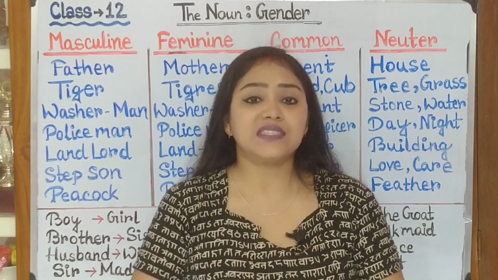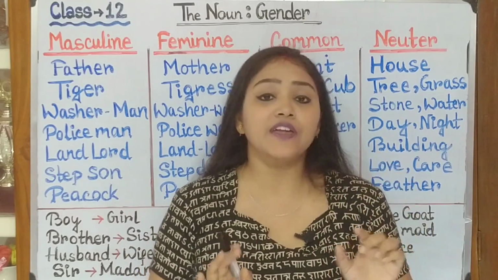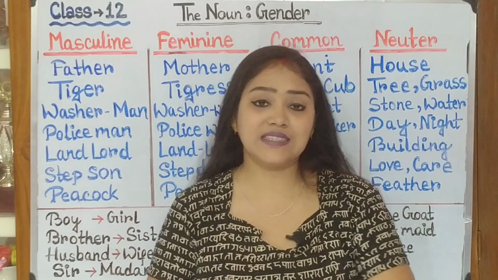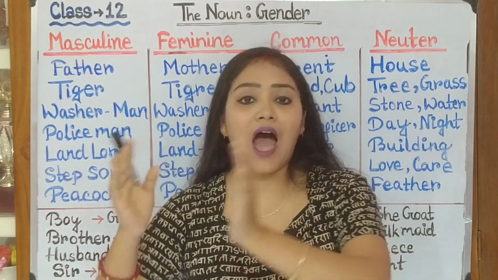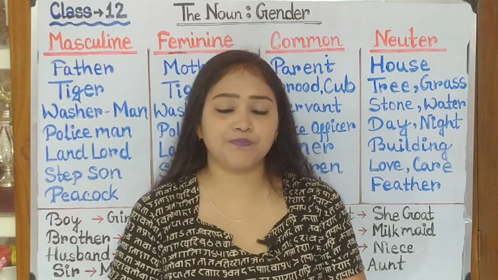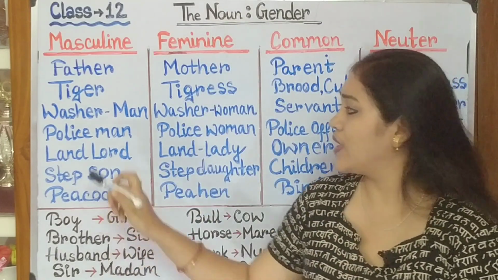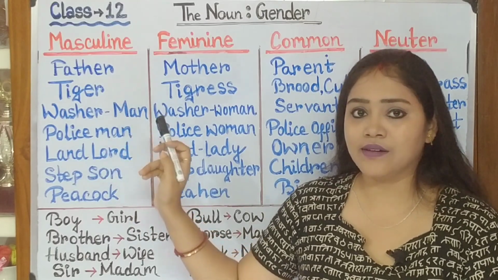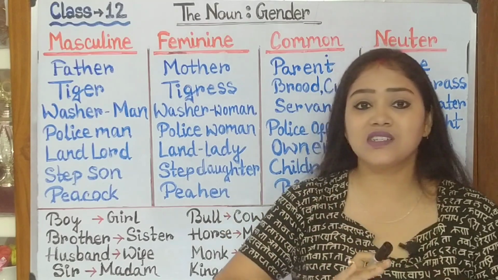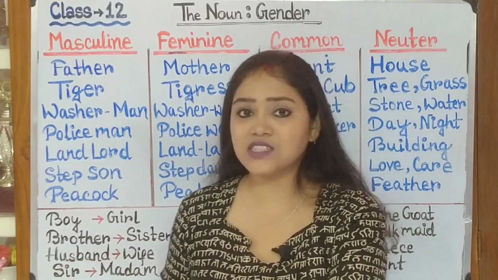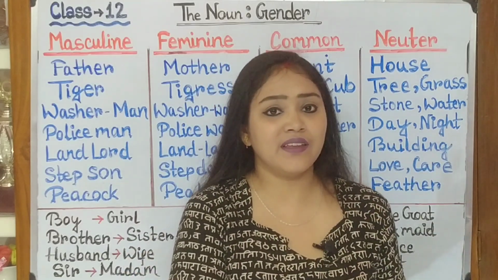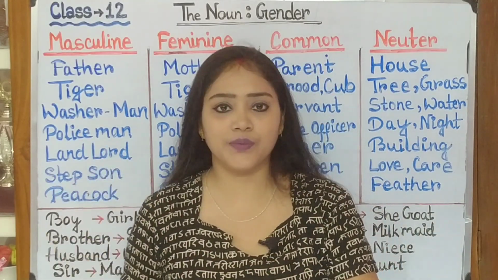In rule number 2, sometimes we add a word in front of the masculine noun to make it a feminine one, and sometimes we add a word after the masculine noun to make it a feminine one. Clear? For example, you can say washer man. So it will become washer woman. So we just added a word at the end, right? So likewise also we can change the masculine genders into the feminine one.